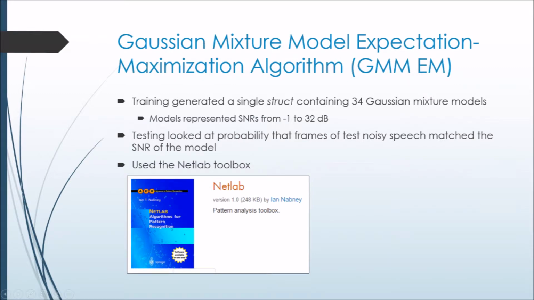For GMM-EM analysis, we used the NetLab toolbox available online at MATLAB's website. The training generated a single structure containing 34 Gaussian mixture models, which represented SNRs from -1 to 32 decibels. For testing, we looked at the probability that the frames of the test speech files matched the SNR of the model they were being compared to.